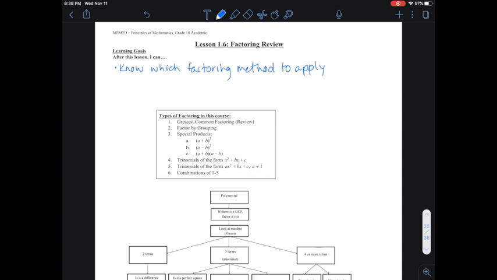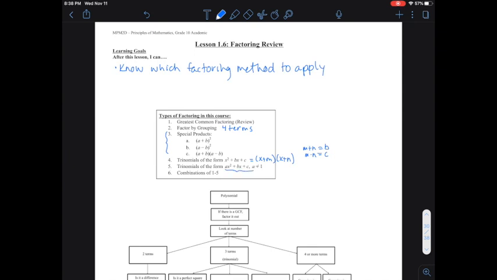So greatest common factoring, factoring by grouping, which is usually where we have 4 terms. We learned special products, which we're going to go over a bit more in depth in lesson 1.7, so we're actually skipping this at the moment. And we know that we factor trinomials of the form x squared plus bx plus c into (x plus m)(x plus n), where m times n equals c, and m plus n equals b.